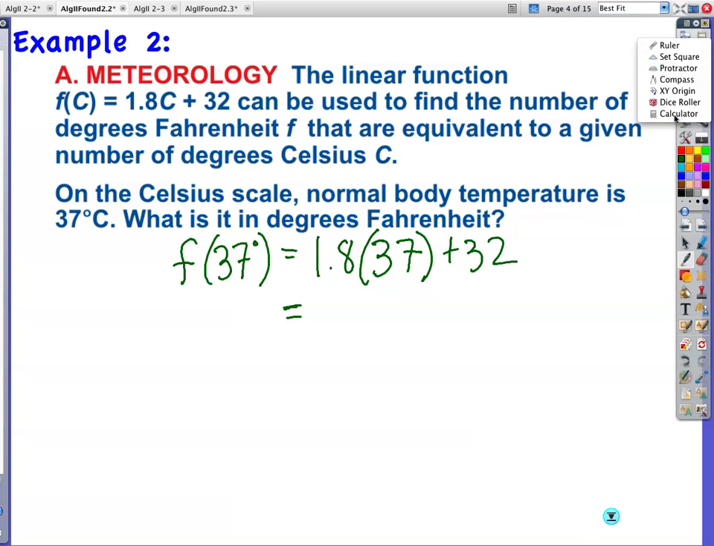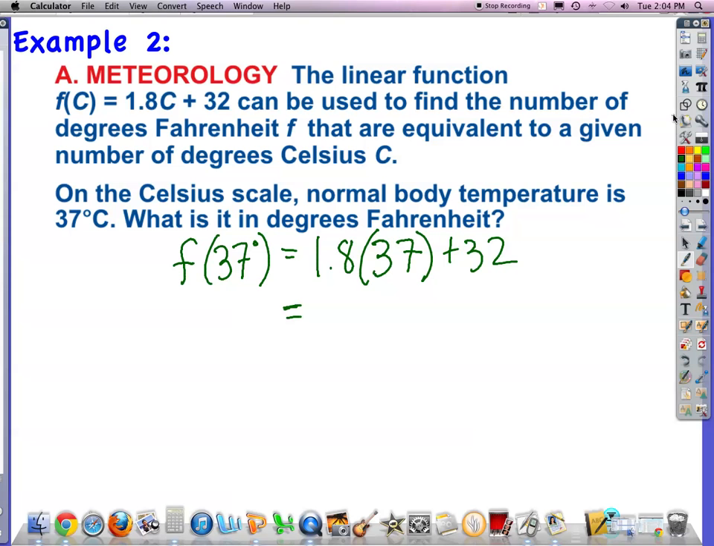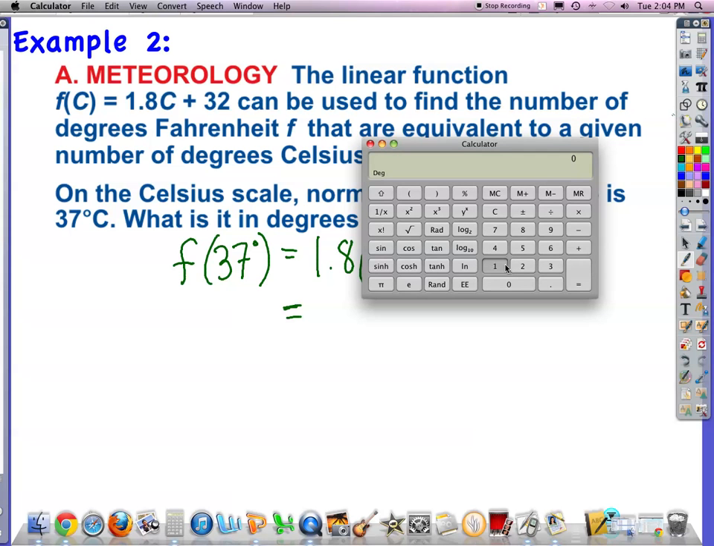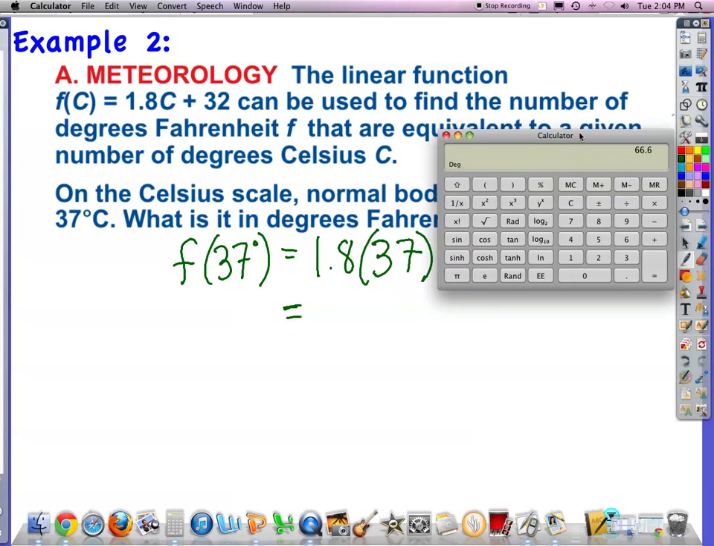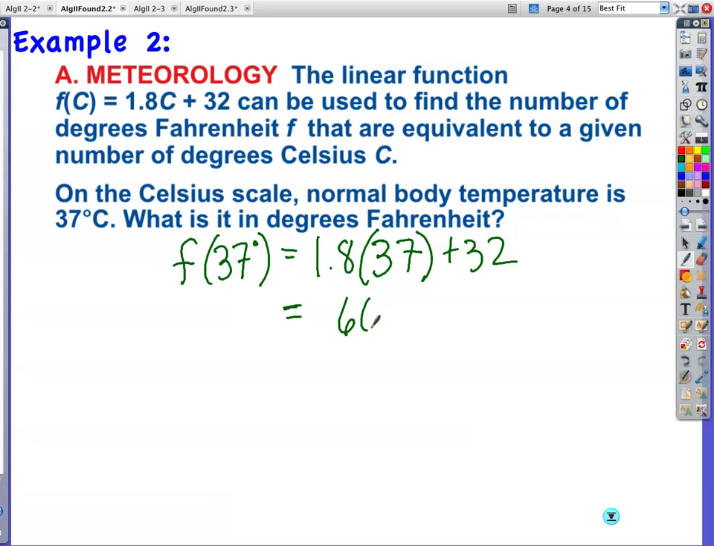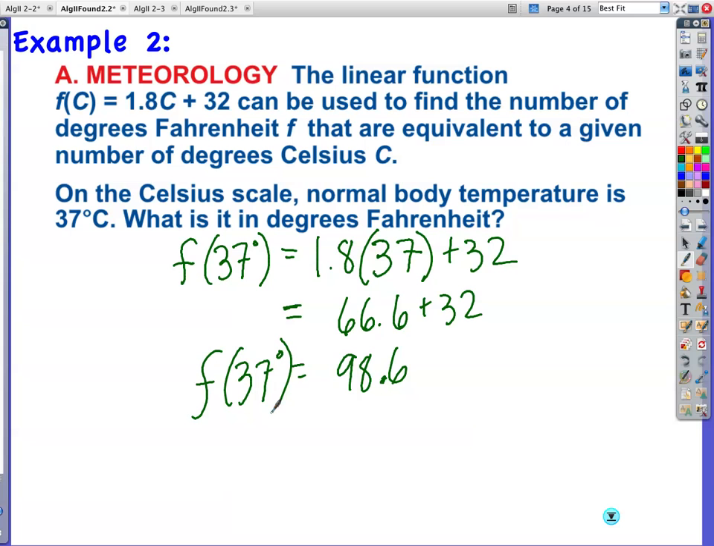Let's go to a calculator here. 1.8 times 37 is 66.6, plus 32. Add those together, I believe we get 98.6. All right, so if you want to find 37 degrees Celsius, that's going to be 98.6 degrees Fahrenheit.